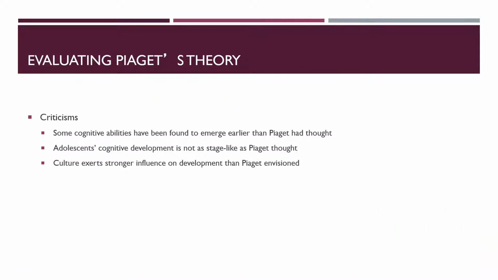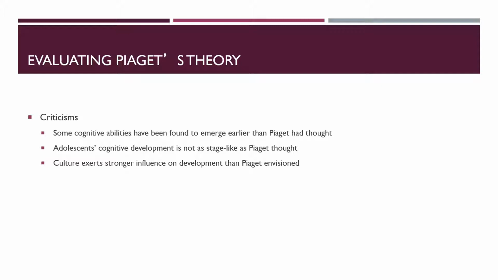So in terms of evaluating Piaget's theory, some specific criticisms here. So although Piaget really was the first person to talk about the differences between adults and children's and adolescents' thinking, there are some shortcomings here. So he essentially underestimated the thinking abilities that children and adolescents have. He kind of downplayed many of the capacities that they have. Adolescent cognitive development also is probably not as stage-like as Piaget indicated.